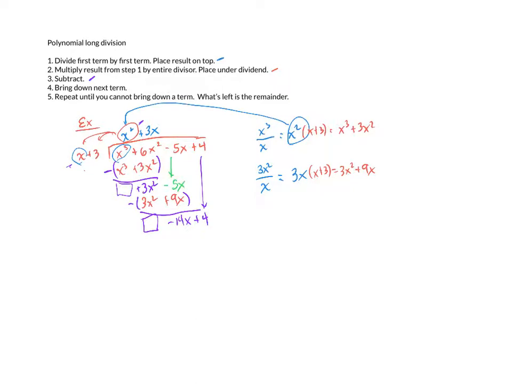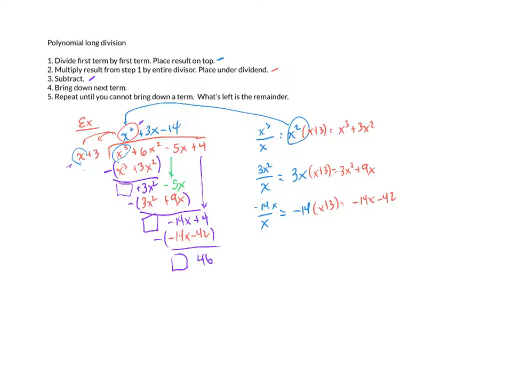I still can go on, so do it again. Divide first term by first term. So that's negative 14. That's what goes on top here. Multiply negative 14 times the entire divisor. So it'd be negative 14x minus 42. That goes underneath. Subtract away. That should always go away, and it does. 4 minus negative 42 is a positive 46.